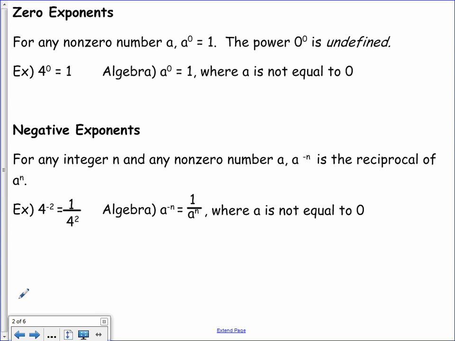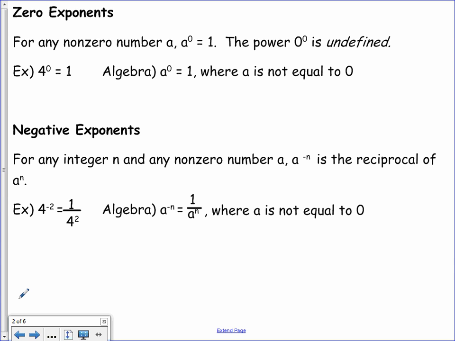For zero exponents, for any non-zero number a, if we have it to the zero power, the value is going to be 1. Any number except for 0 to the 0 power is 1. However, the power 0 to 0 is undefined. For example, 4 to the 0 power equals 1. 5 to the 0 power would be 1. 1,075,000 to the 0 power would be 1. You get the idea. Anything to the 0 power is 1, unless it's 0 to the 0 power, then it would be undefined.